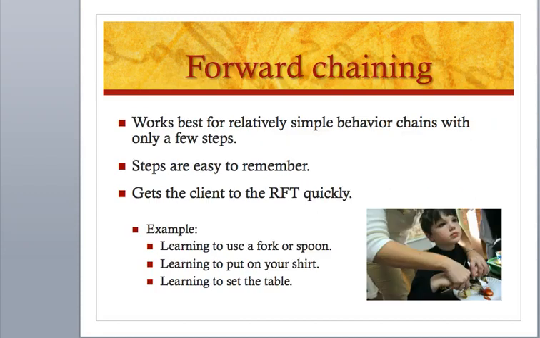Forward chaining works really, really well for simple behavior chains that only have a few steps, especially when the steps are easy to remember and when the client gets all the way to reinforcement very quickly. So, for example, learning how to use a fork or a spoon, you could probably start at the beginning because it's only going to have a few steps. They'll be easy to remember, and you get to the food quickly. Learning how to put on your shirt, there's only a few components to that. Learning how to set the table, also fairly simple.